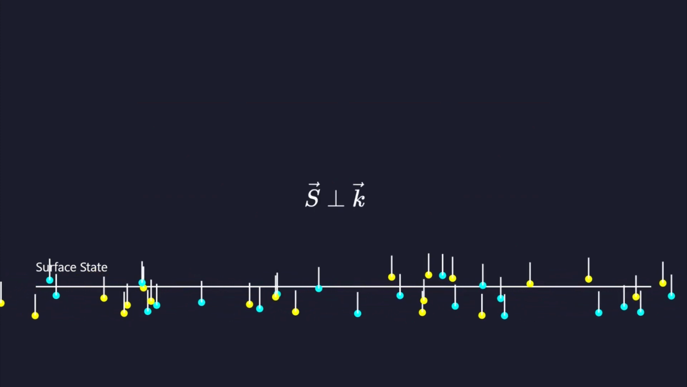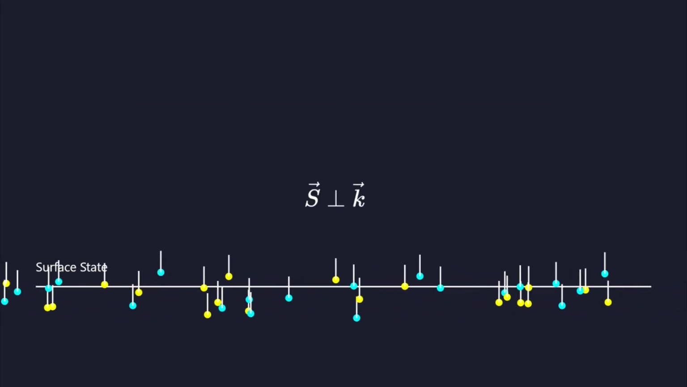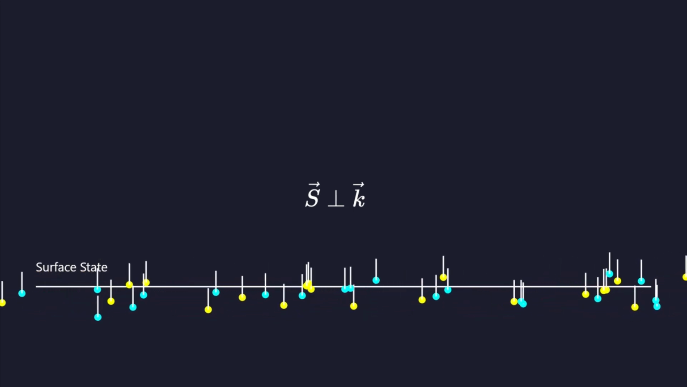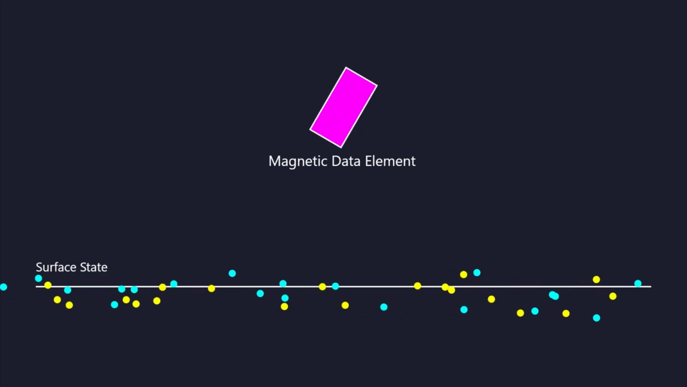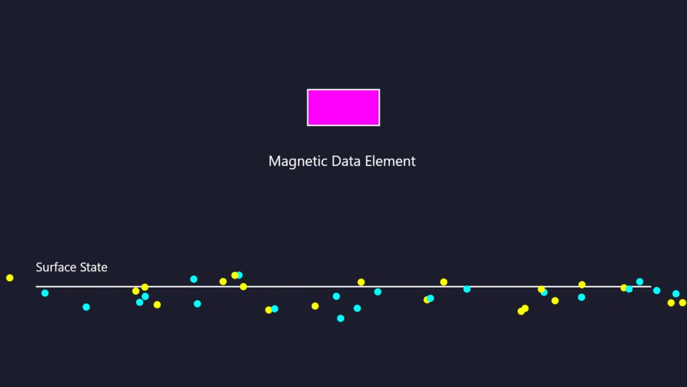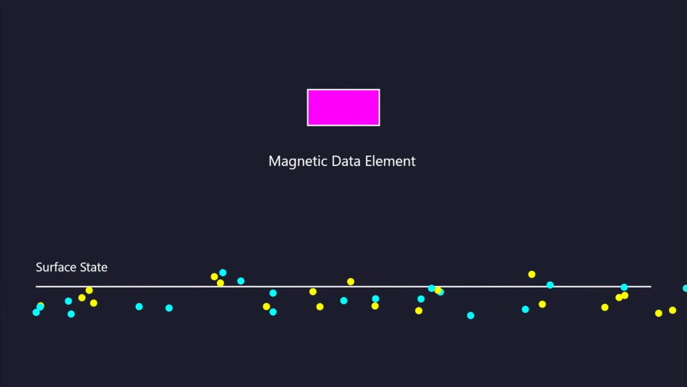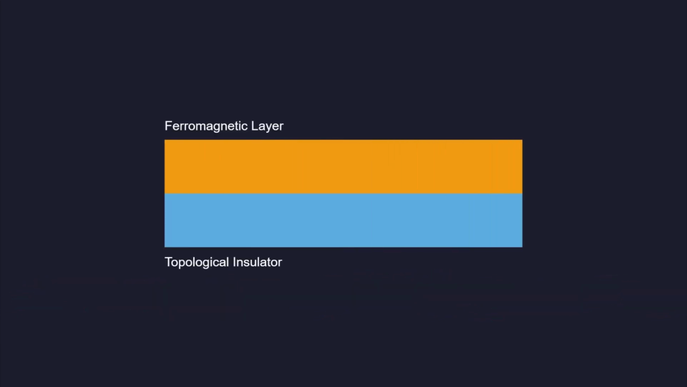Beyond quantum computation, these materials offer massive potential for next-generation spintronics. Spin momentum locking ensures that passing an ordinary electrical current through the surface state naturally generates a highly polarized spin current, allowing engineers to manipulate magnetic data storage elements with minimal energy dissipation.